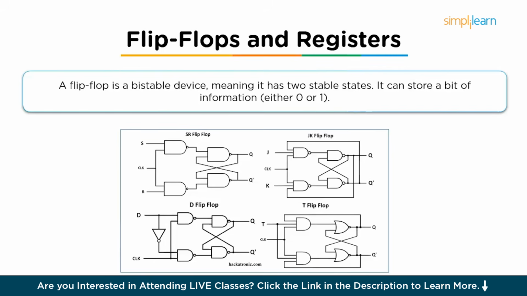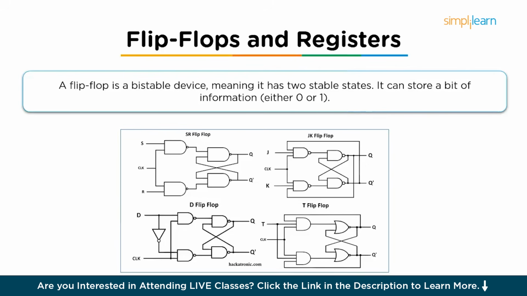Then comes JK flip-flop. The JK flip-flop is a more versatile flip-flop that can toggle its state, set or reset depending on its inputs. Then comes T flip-flop. The toggle flip-flop changes its state on every clock pulse, making it ideal for creating counters. So these flip-flops form the basic memory units in sequential circuits, and multiple flip-flops can be combined to create registers and memory blocks.